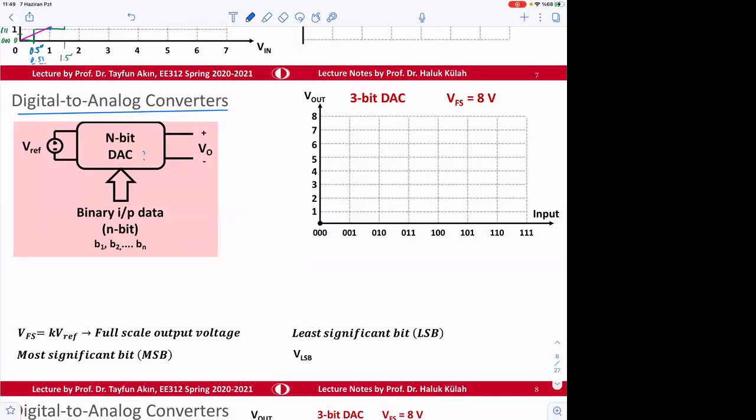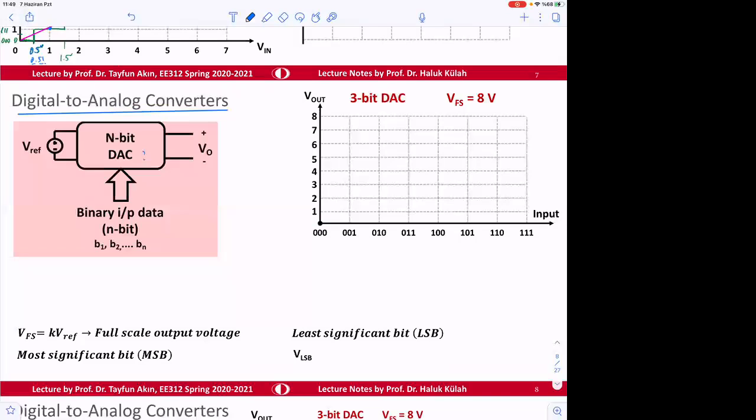So, it's easier to understand how to implement a digital to analog converter, and also a digital to analog converter is sometimes used to make an analog to digital converter. So it's better to start from the digital to analog converter concept.